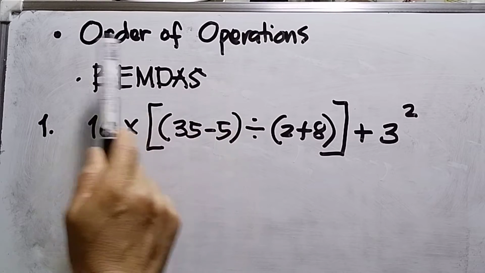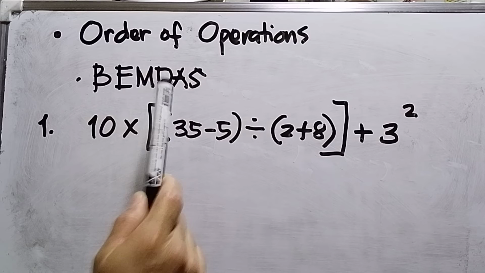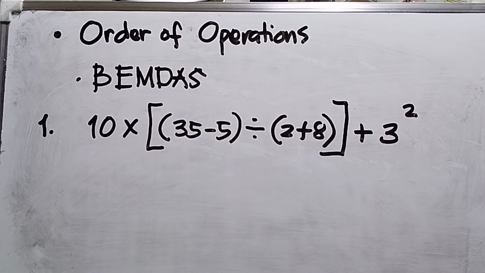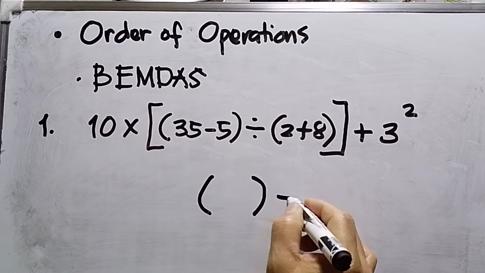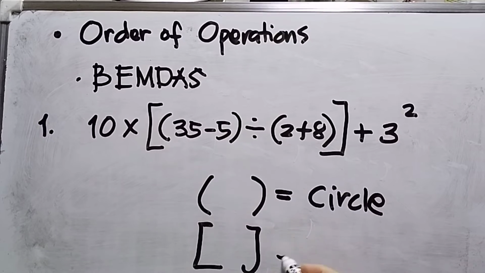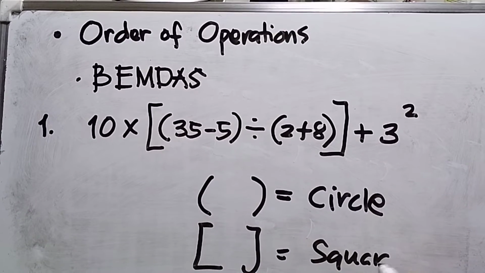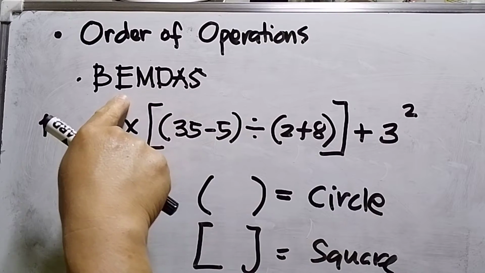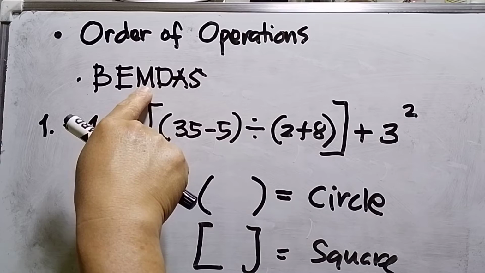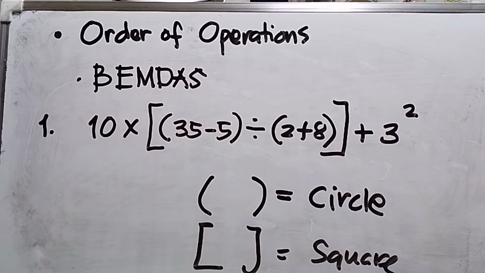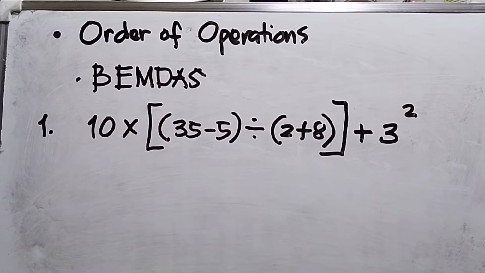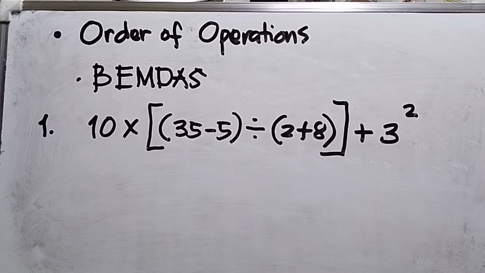So to find out our order of operations, we have BEMDAS. B stands for brackets. We have two kinds of brackets. This one is circle brackets, and then this one is square brackets. Okay? And then next, E stands for exponent. M is multiplication, and then D is division. And then A, addition, and the last will be subtraction.